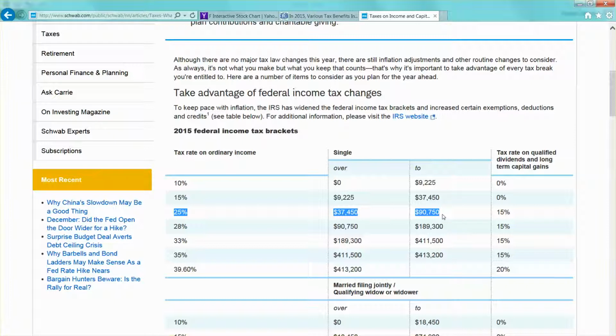But not on your entire income, just on the income that falls above $37,450. Some of your income you pay 15% on, some of your income you pay 10% on. But your marginal tax rate is the highest bracket that you fall into. So right now let's say you make $40,000 in taxable income. If you generate another dollar of taxable income, what rate are you going to pay on that? Well, that'll still keep you in the 25% bracket. So you would pay a 25% marginal tax on that amount.